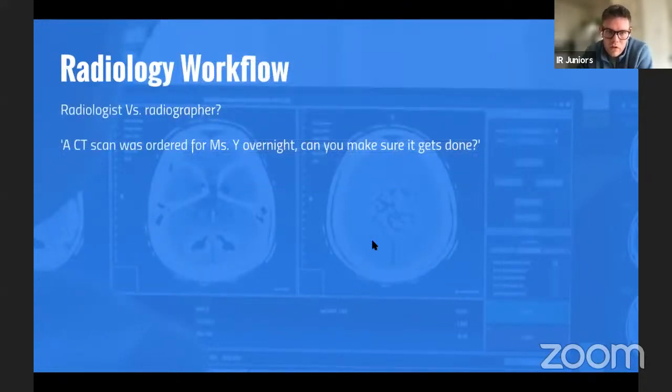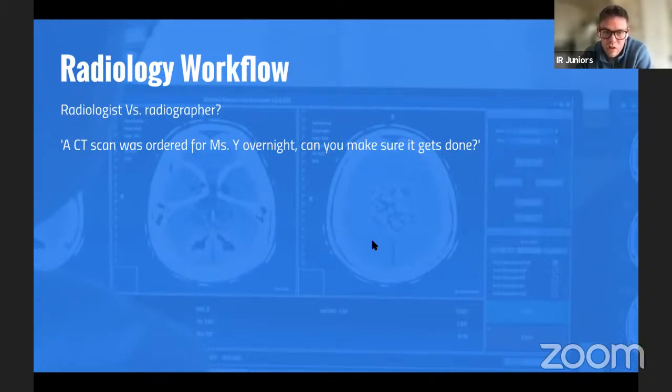So I'm just going to come back to radiology workflow for a few moments. Radiologist versus a radiographer, which is something that surprisingly, even 6-8 months into FY1, people didn't understand. I guess it's a department in and of itself, operates quite independently, and it's understandable, obviously, that people don't know the difference.